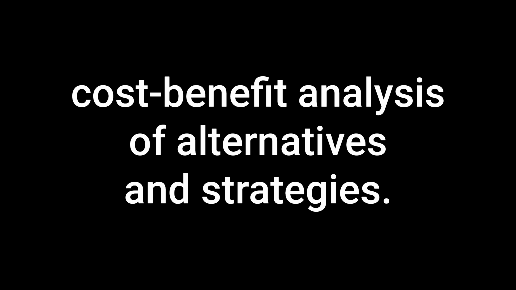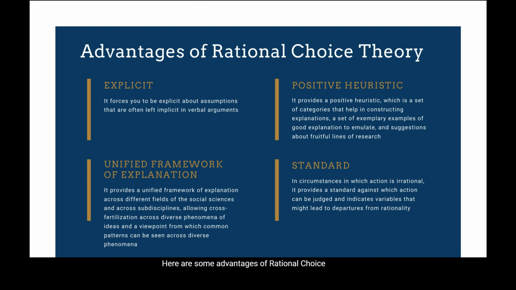Rational choice theory says people make choices that are best for them by comparing different options. But it doesn't say if those choices are morally good or bad, or benevolent or evil. It just says that people try to choose the option that will help them reach their goals in the best way possible, implying a cost-benefit analysis of alternatives and strategies. Here are some advantages of rational choice theory.